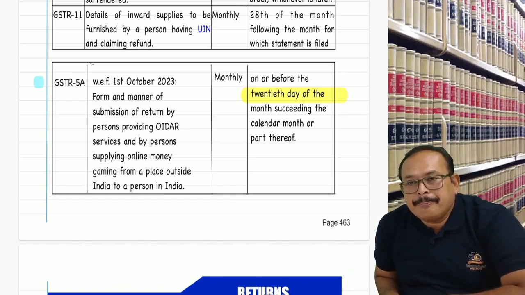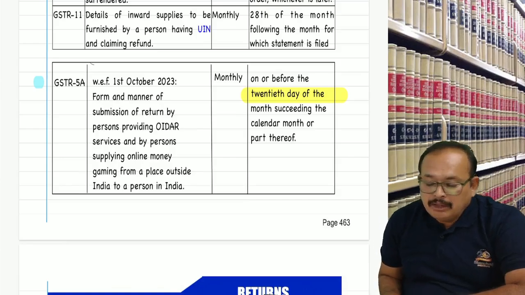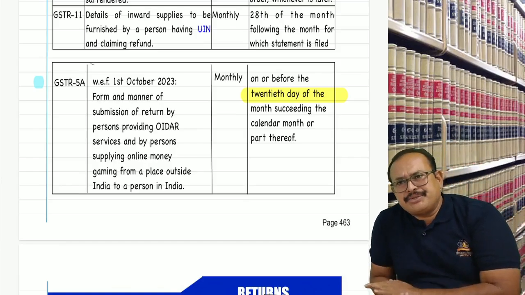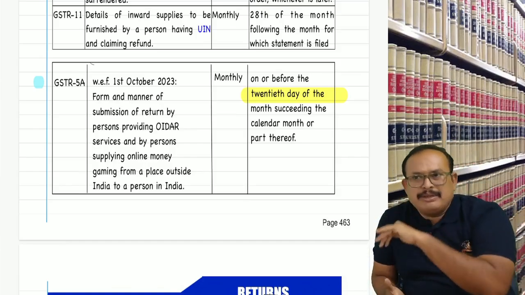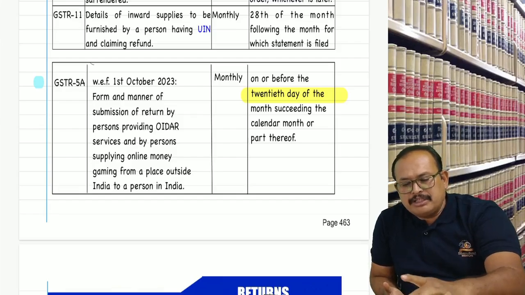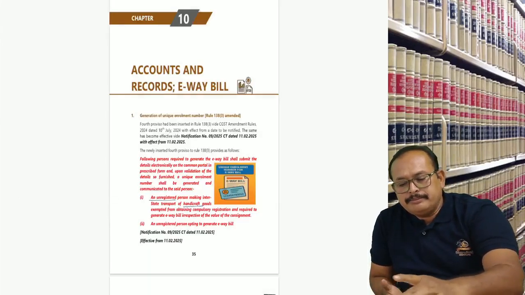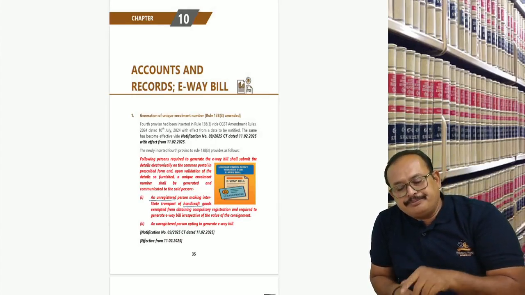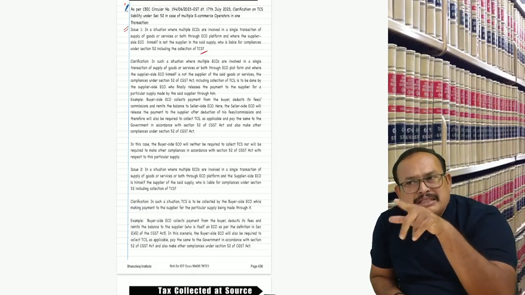Is that clear? Here one amendment has taken place: TDS, TCS. Listen to me. This is in the amendment material, in our institute material. Here it is, TDS, TCS. Those who are liable to file the return.